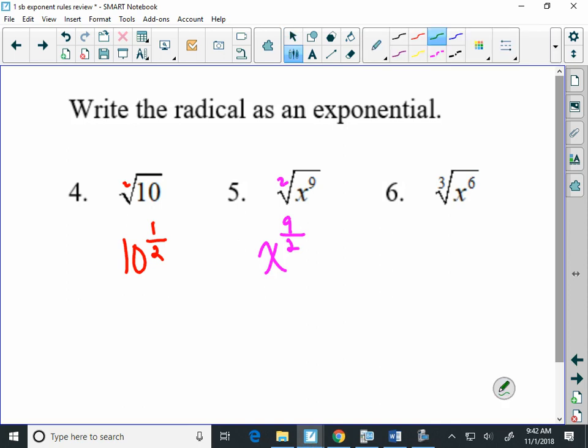Number 6, same idea. What's underneath the radical? We'll start with that. X to the 6th. Then what's in our check mark part of the radical? That's 3. That's going to be the denominator. And x to the 6/3 really simplifies to be x squared in this case.